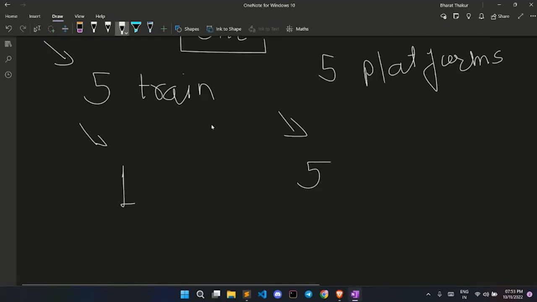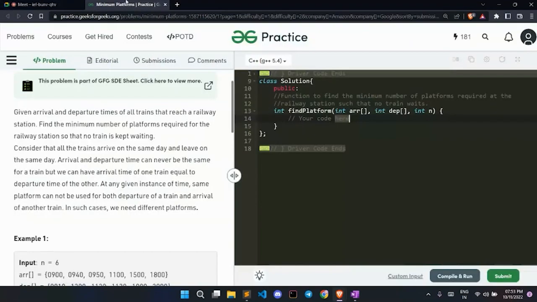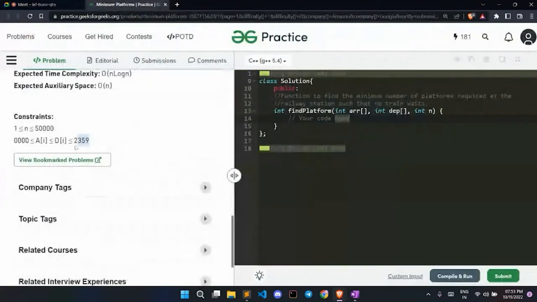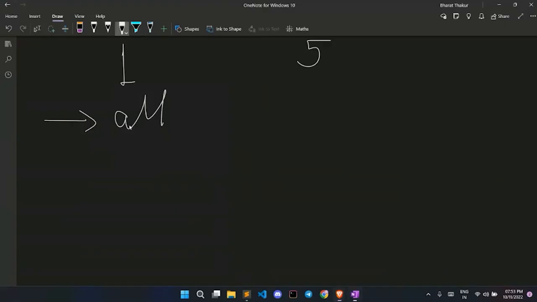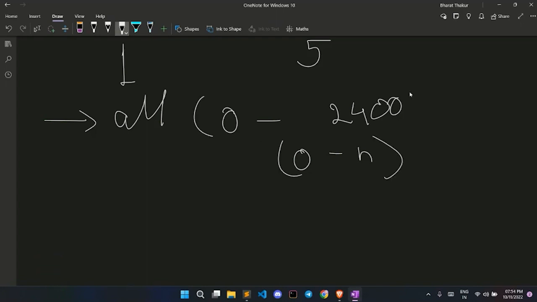And for this, there is one solution: we will iterate over all the moments. You can see here the values can be between 0 to 2400. So we can iterate over all the values from 0 to 2400, and for every value we can check from all n trains which trains will be present, and we can count them.